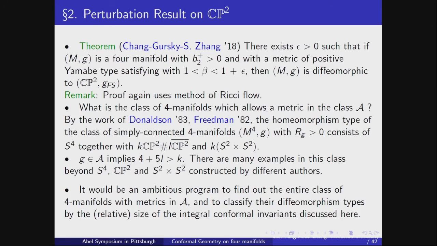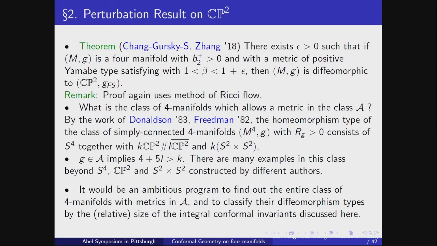And if you add a topological assumption, that the second Betti number, the Schoff dual part, is positive, then it is diffeomorphic. The method, again, is Ricci flow. Okay. And now let me say that there is an ambitious program, with very little progress going on now.